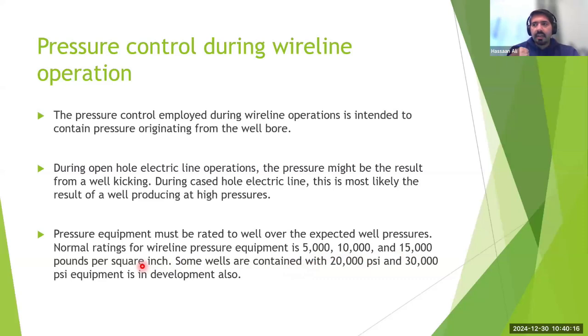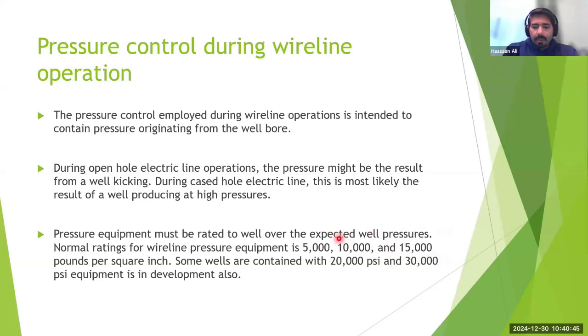What I'm trying to say is that, for example, if you have a reservoir that can produce a maximum pressure of 7,000 psi, in that case, you want to have wireline pressure equipment that is rated to 10,000 psi, with a safety factor. If you are anticipating that you will encounter 10,000 psi of pressure in the well, then your wireline equipment needs to be rated to 15,000 psi.